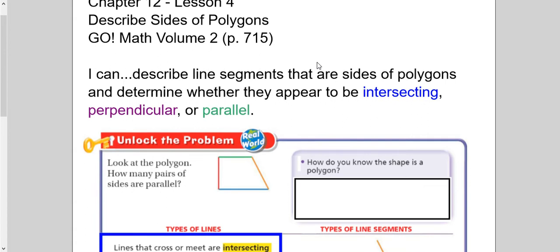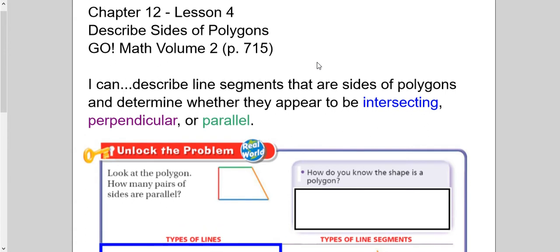All right, so if you would be so kind as to turn your Go Math books to page 715. And there we'll see at the top our goal. I can describe line segments that are sides of polygons and determine whether they are intersecting, perpendicular, or parallel. Three really important lines here, and we're going to take a look at those right now.